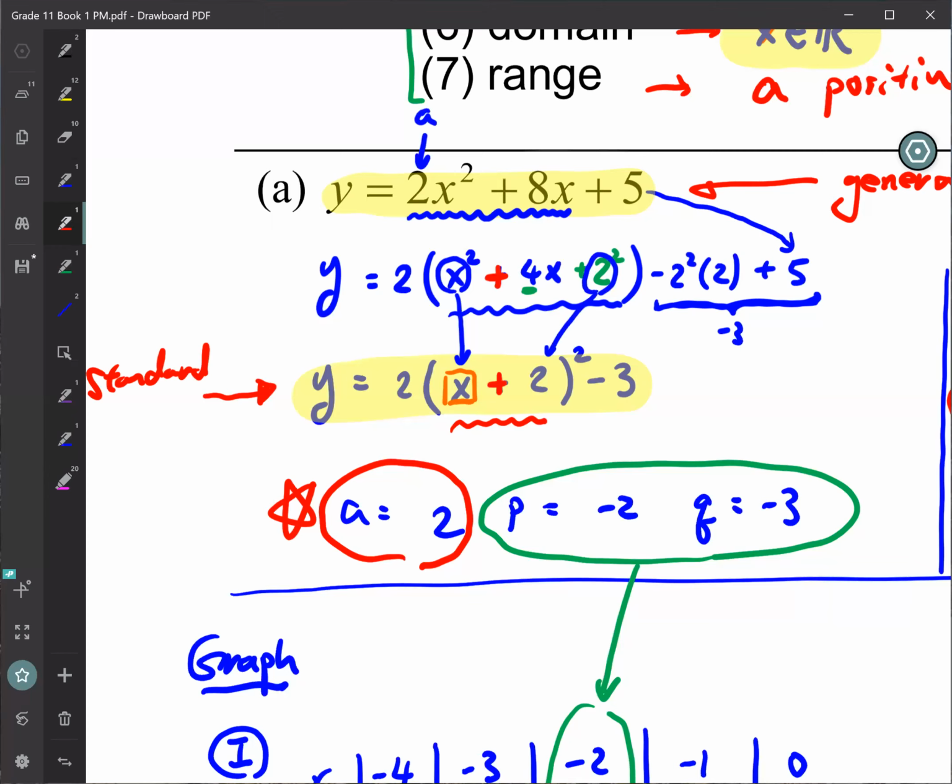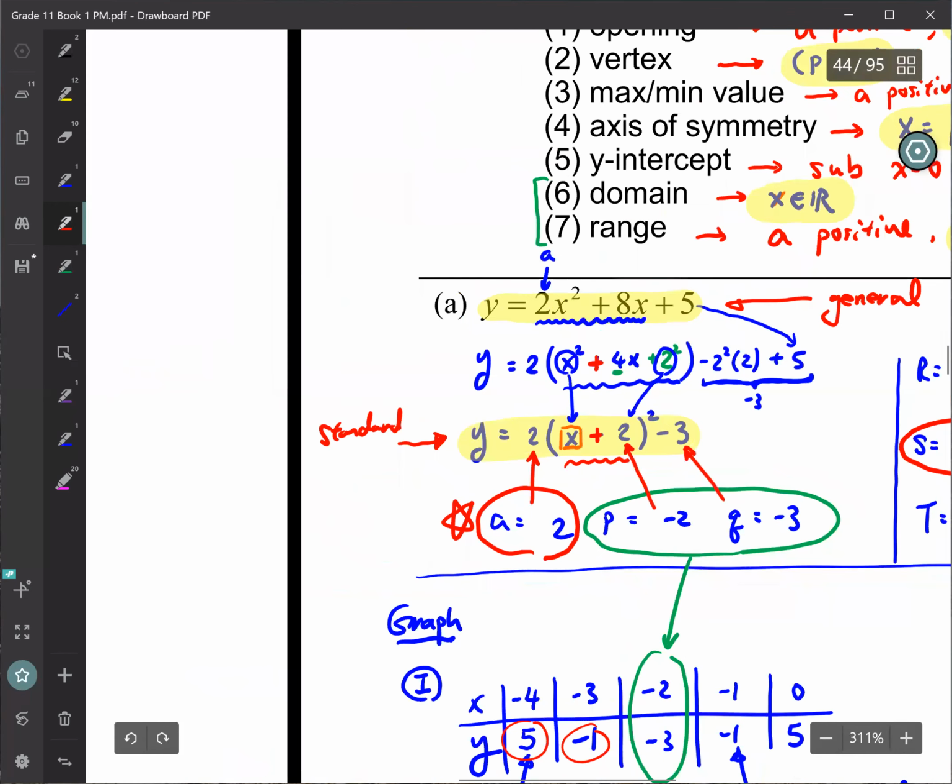Okay, so from there you can get APQ. What's the APQ now? A is 2. Yeah, A is the first number. And then P is negative 2. Yeah, P is from here, but you have to use the opposite. If you see plus 2, then P is negative 2. And then Q is negative 3. Yeah, Q is the final one. So PQ will be your vertex.